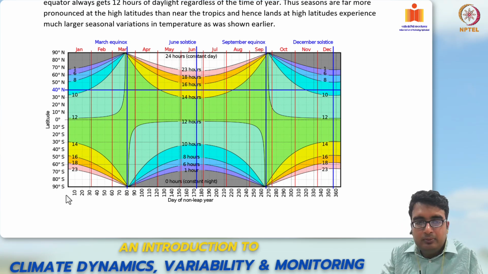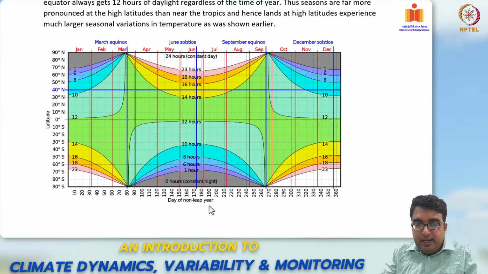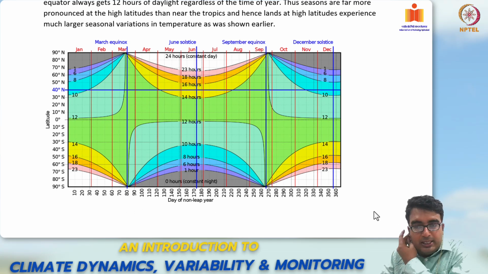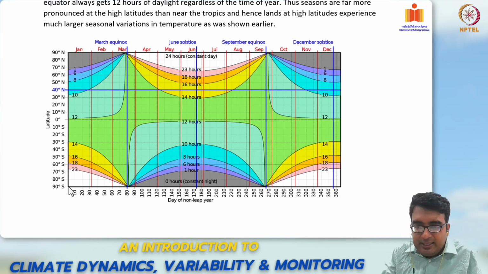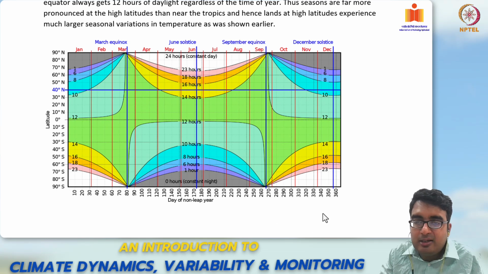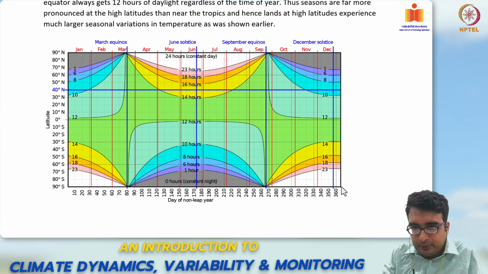Okay. The days of the year are given from 0 to 360. So 0 is in January. So 1st January is the first day, and 31st December is the last day, or the 365th day here.